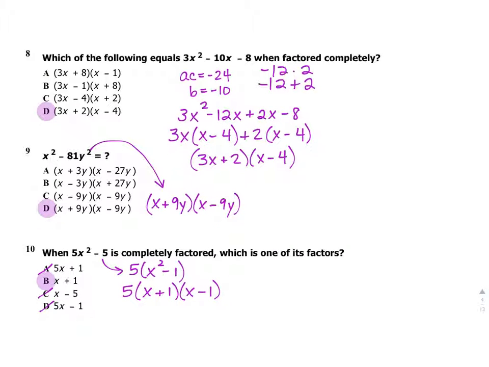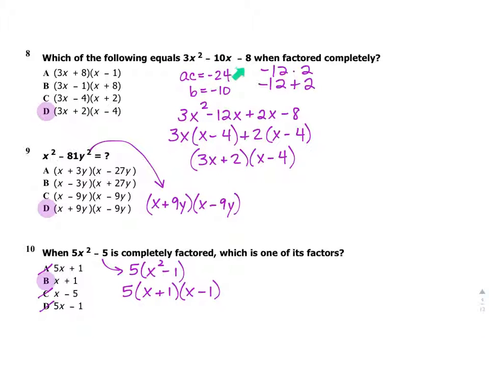Which of the following equals 3x squared minus 10x minus 8 when factored completely? So, factor it. You can multiply each of these out, but I chose to factor it. If you multiplied each one out, I'm sure you found your answer just fine, and you should have D. If you didn't, and you wanted to factor it, this is the process we should follow.